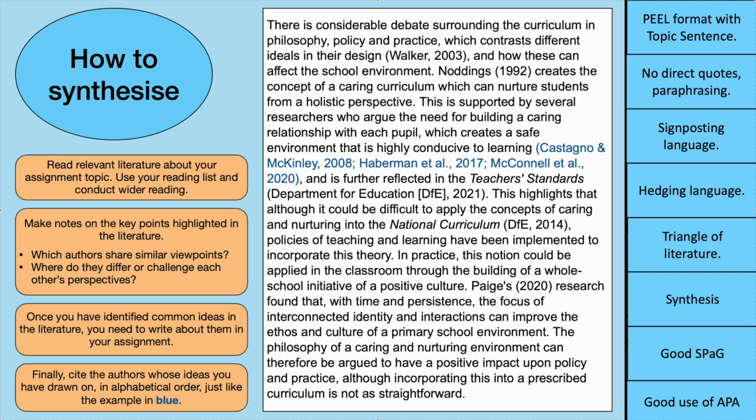There's a lovely triangle of literature here. We've got the theories from Castagno and McKinley, Harberman et al. and McConnell et al. We've got Noddings' seminal literature and Walker. We've also got governmental guidance through the Teachers' Standards and the National Curriculum. And then we've tied it all together with research outcomes from Page's study. So we're constantly bolstering the point we're trying to make.